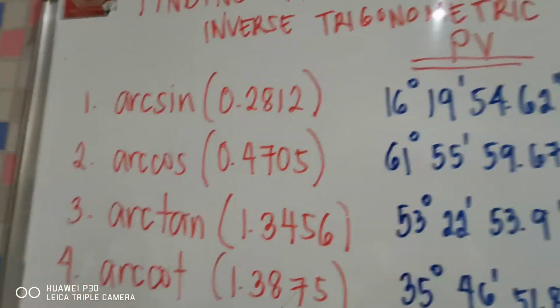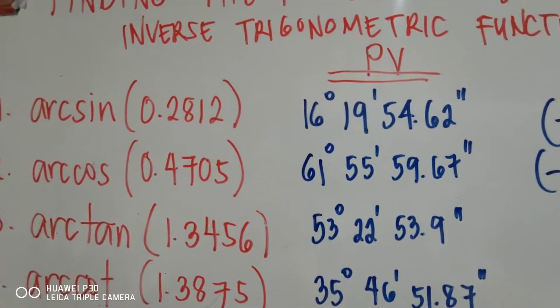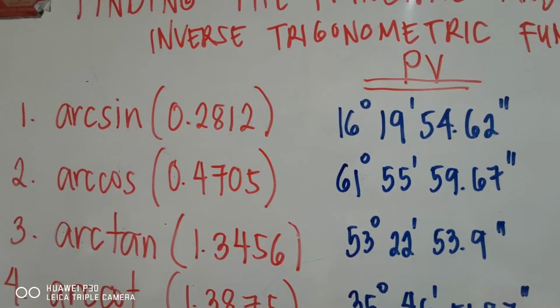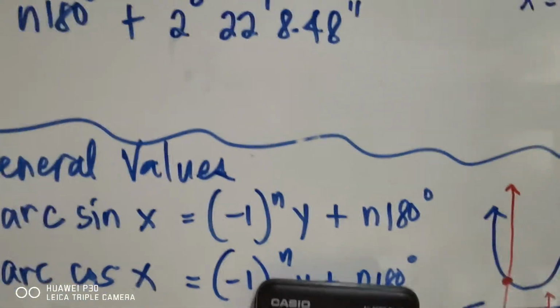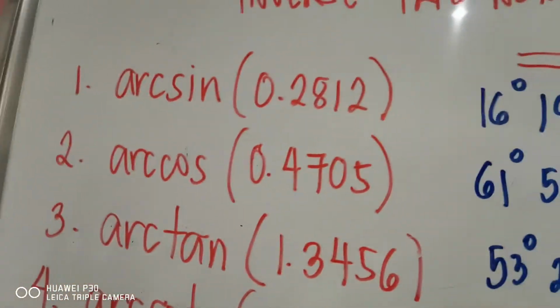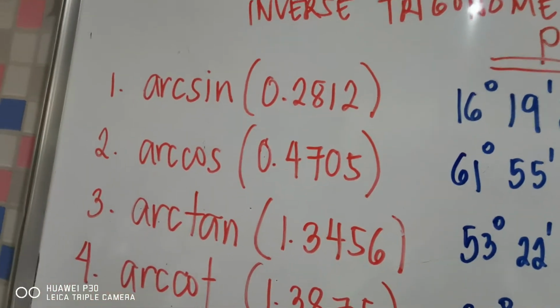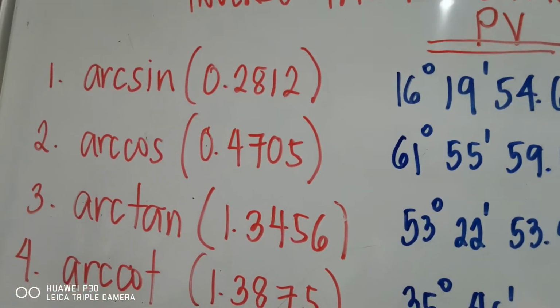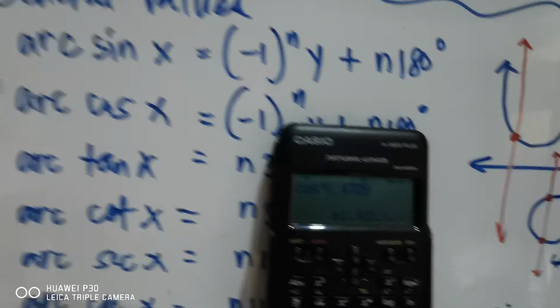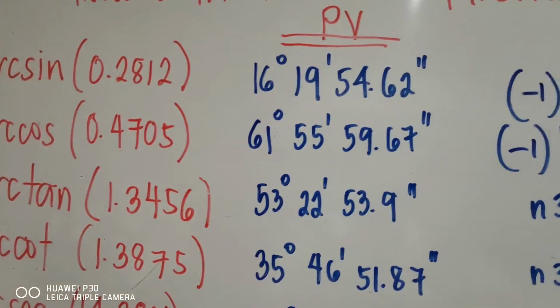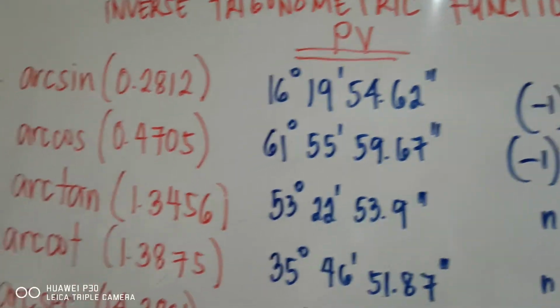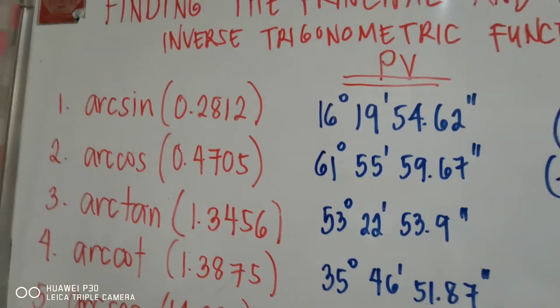Now for the next item, how do we get 61 degrees? So press shift cos 0.4705. Then press the degree. So you have 61 degrees, 55 minutes, and 59.67 seconds.